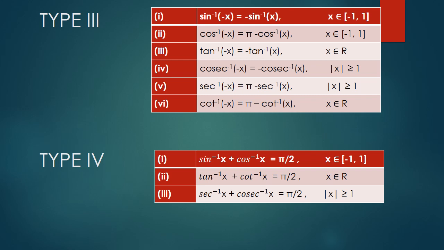The next type, fourth type of formulas: sine inverse x plus cos inverse x will be equal to pi by 2. Tan inverse x plus cot inverse x will be equal to pi by 2. Similarly, sec inverse x plus cosec inverse x will be equal to pi by 2.